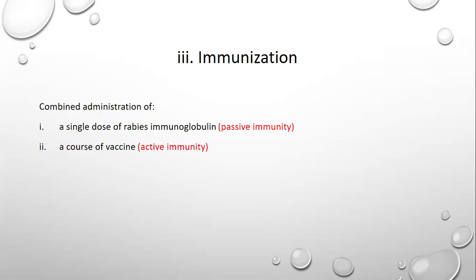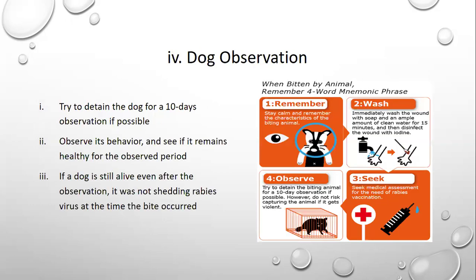Combined administration of a single dose of rabies immunoglobulin that gives passive immunity and a course of vaccines that gives active immunity. Dog observation: try to detain the dog for a 10 days observation if possible. Observe its behavior and see if it remains healthy for the observed period. If the dog is still alive even after the observation, it was not shedding rabies virus at the time the bite occurred.